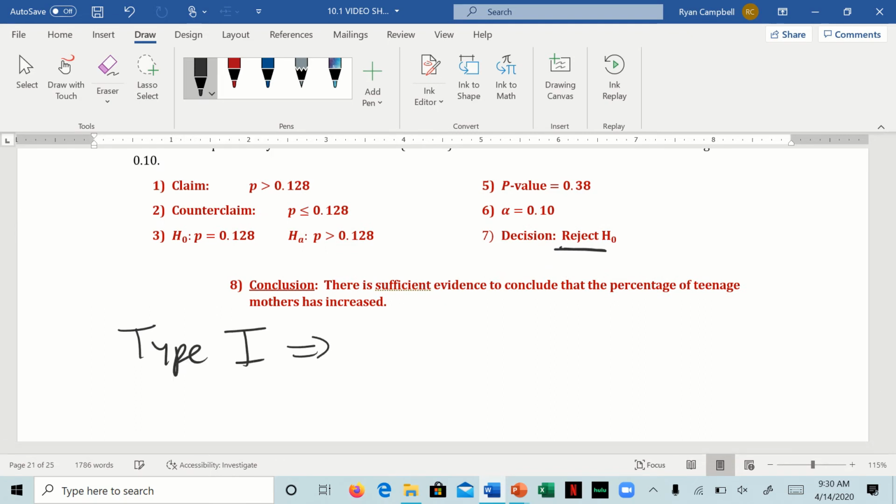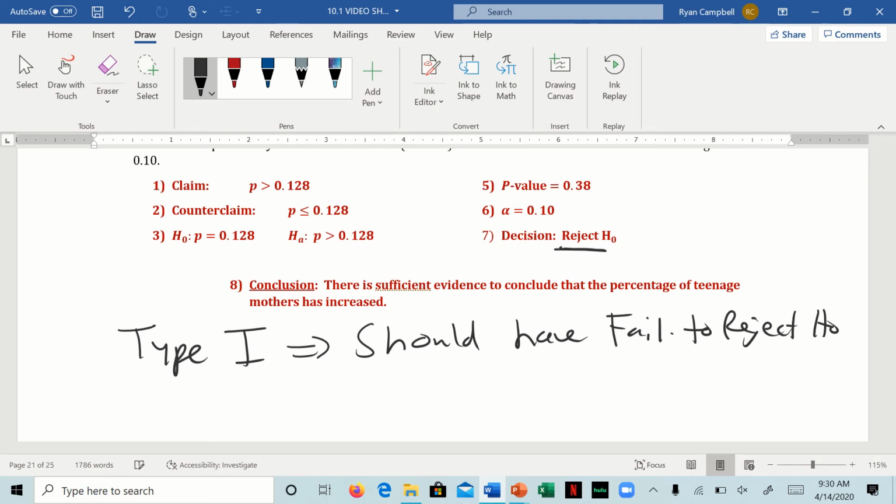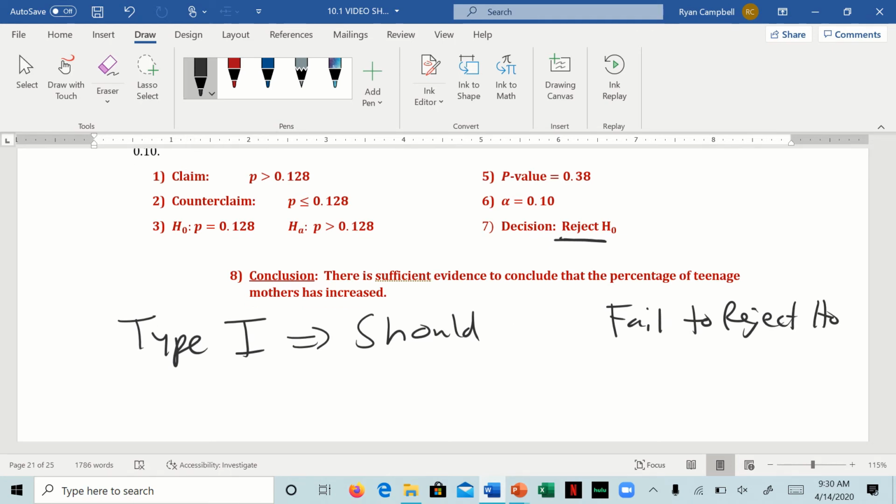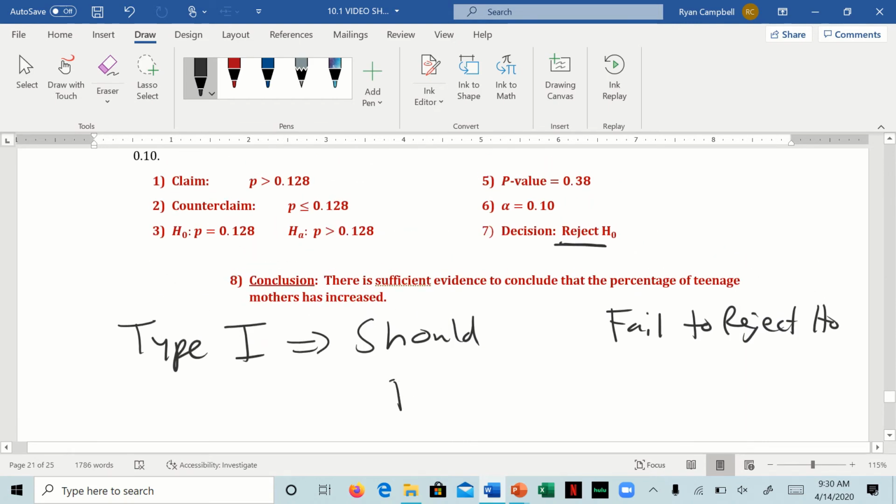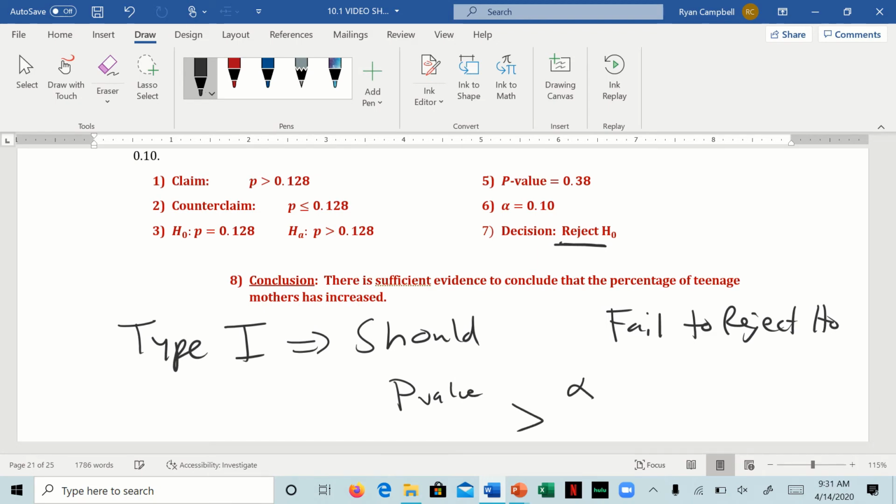So how do you fix it? So what should we have said? We should have failed to reject the null hypothesis, right? We should fail to reject instead. Which means that our p-value should be greater than it, right?